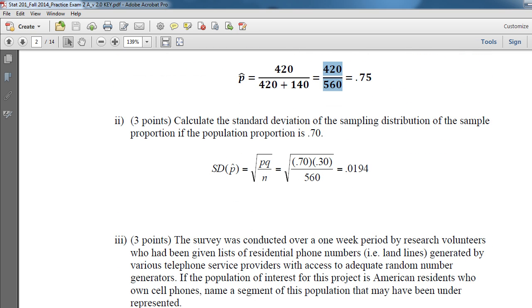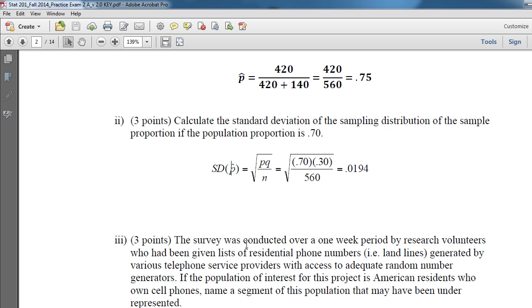Scrolling down. Calculate the standard deviation of the sampling distribution of the sample proportion if the population proportion is 70. That's why I used 70 for this problem. This is telling you that p is equal to 70. Notice that p is the population proportion, which is very different. The sampling standard deviation of the sample proportion p hat is equal to the square root of p times q over n. So this is the sampling distribution of p hat.